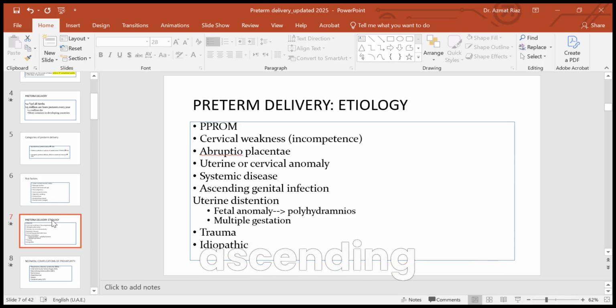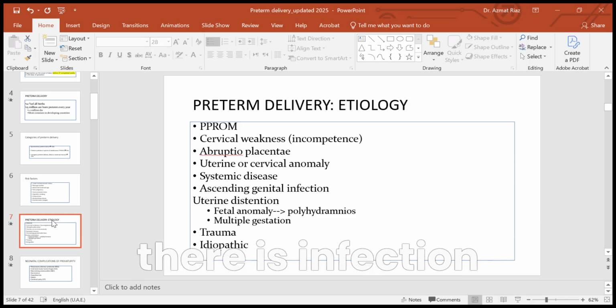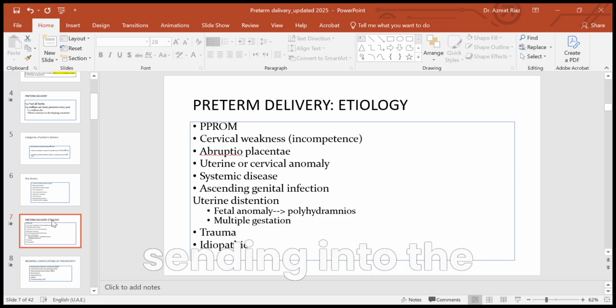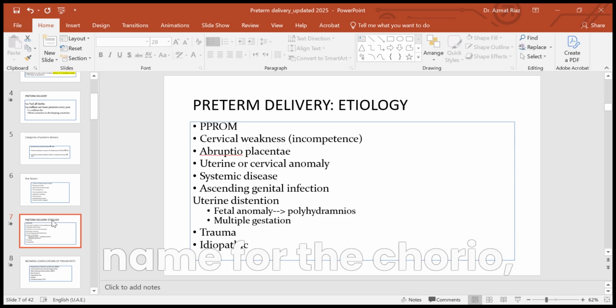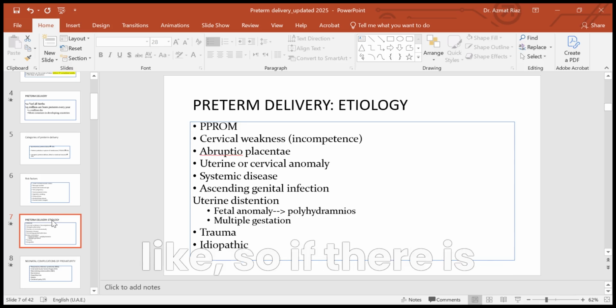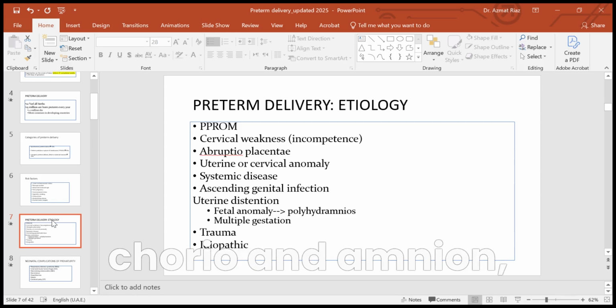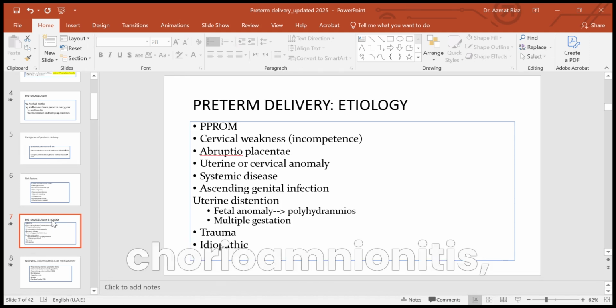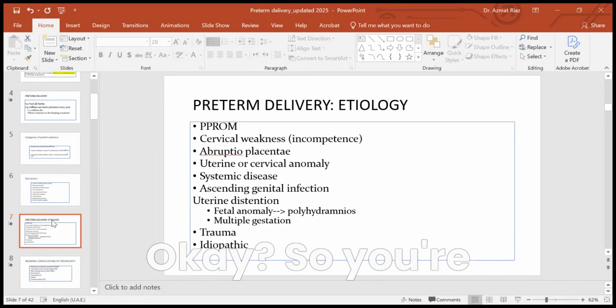Then the next one is ascending genital infection. That means if there is infection ascending from the vagina into the uterus, that condition is called chorioamnionitis. Chorio is for the chorion, and amnion is the amnion, so if there is infection and inflammation of the chorion and amnion, that becomes chorioamnionitis. Okay, and then uterine distension.